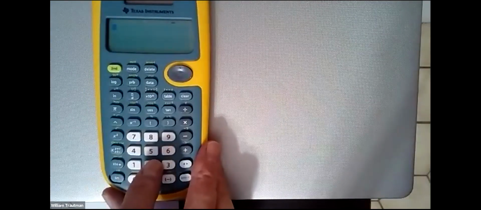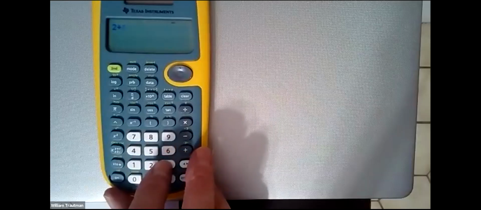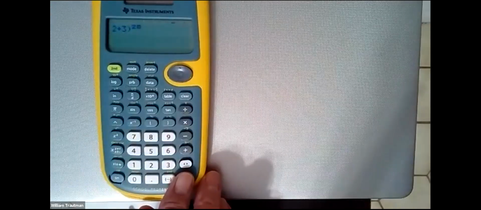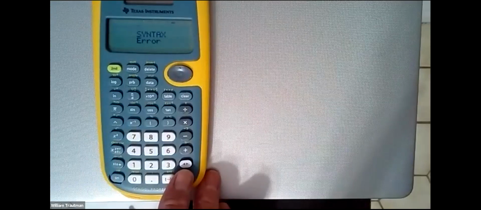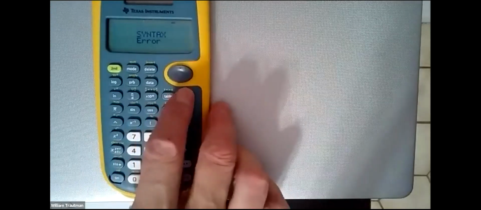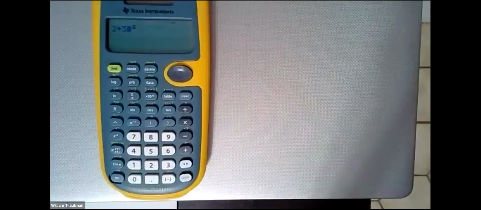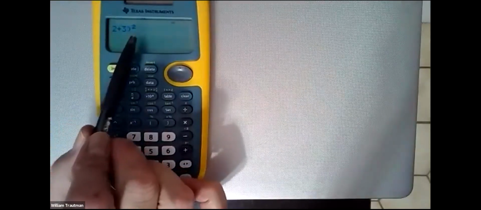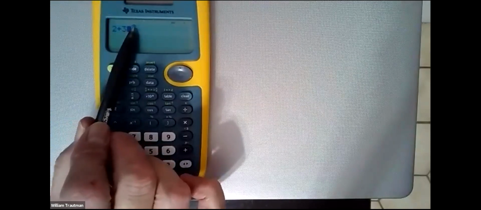It might be. Let me see if I can do it like this: 2 plus 3, close the parentheses, raise it to the second power. And if you hit enter, syntax error, there we go. Do you see? So when I go back, if you look at it, I forgot to put the open parentheses at the beginning, and we're raising it to a power.